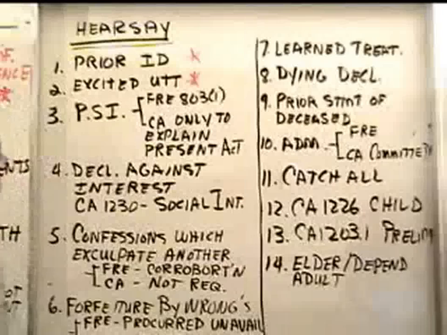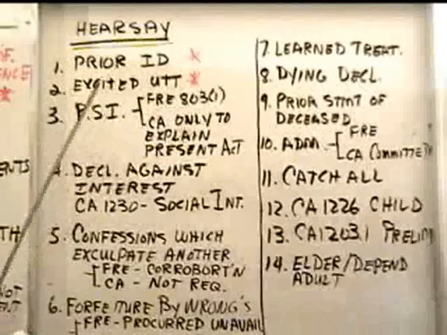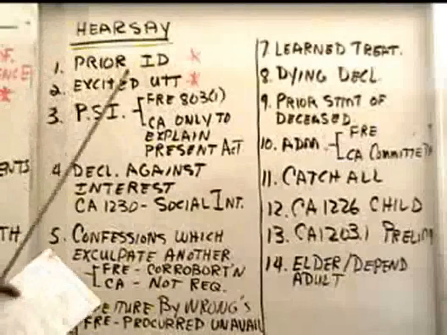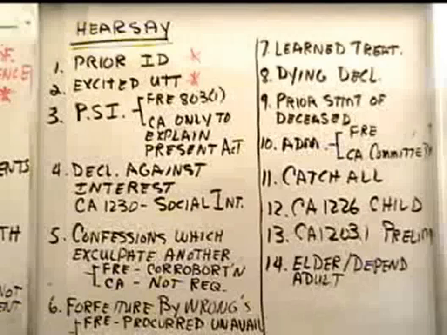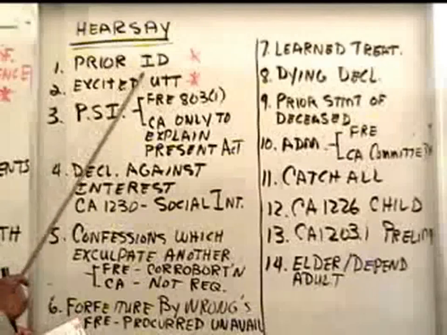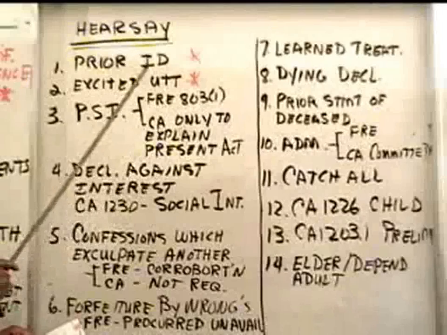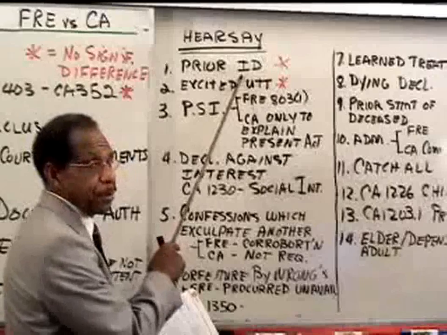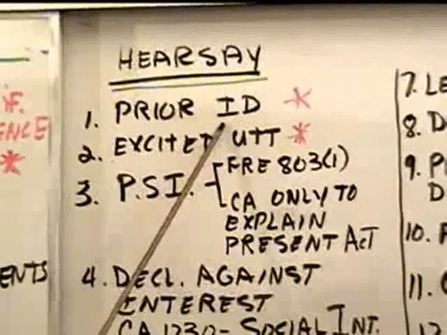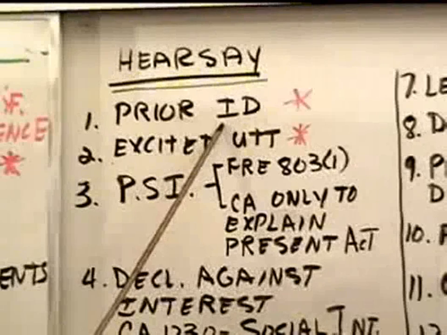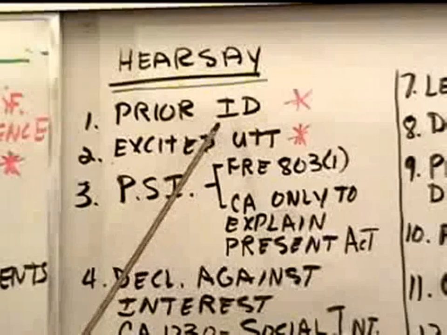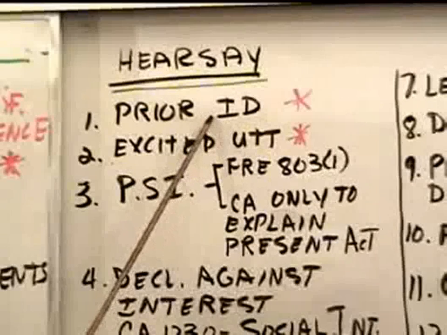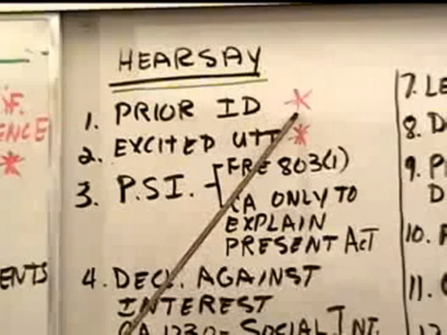And the differences are shown here. Let's talk about these one at a time. First of all, prior identifications. Prior identifications are treated pretty much the same under the federal rules and under the California rules. That is, if a witness has made a prior identification of someone, and now at trial they can't remember, they cannot identify them at trial, if they are there and available for cross-examination, then the prior identification, which is an out-of-court statement, is admissible to identify the person. And the two systems are essentially the same regarding that.